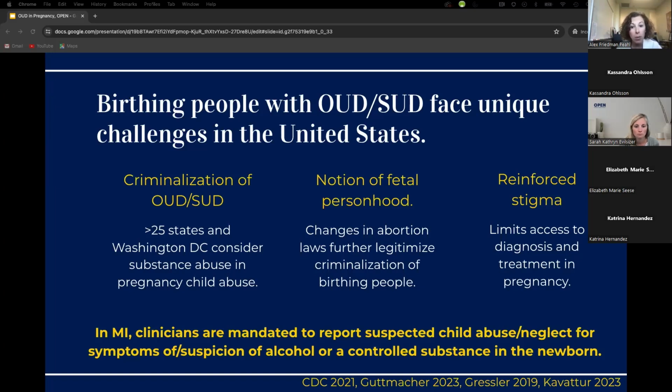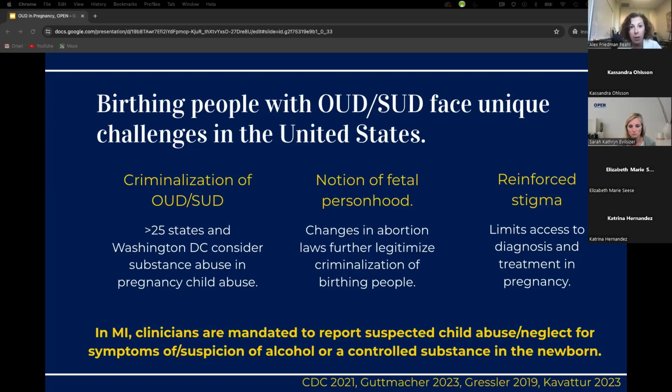The overwhelming majority of these 1,300 cases, 9 in 10 of them, are based in substance use allegations. This kind of legislation exists in 25 states and Washington, D.C., with even more states, 33, having punitive policies towards moms who are using substances in pregnancy. And this has real consequences.